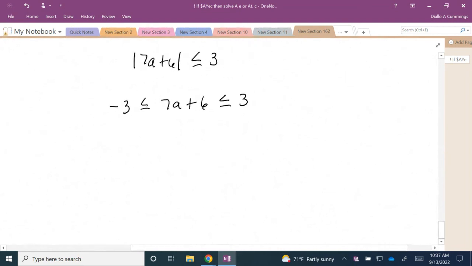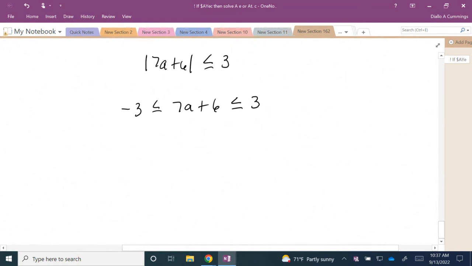So now we have what's called a compound inequality, and we're basically going to solve it from the inside out. We want to isolate for a inside of the inequalities. So the first thing I'm going to do here is subtract 6 from all 3 sides, because I'm dealing with 3 sides instead of 2 sides. So I'm going to subtract 6 from the leftmost, from the middle, and from the rightmost.